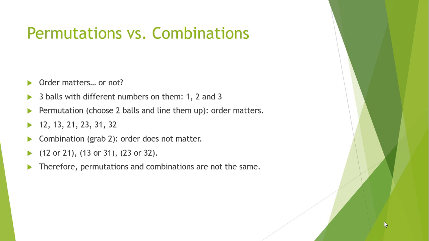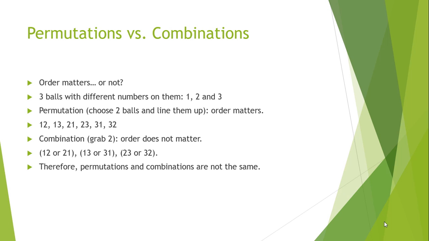So let's say we have 3 balls with 3 numbers on them. Each ball is numbered 1, 2, and 3. So what permutation means is that we need to choose 2 balls from the 3 and line them up. In this case, order matters. So imagine what kind of permutations we will have.